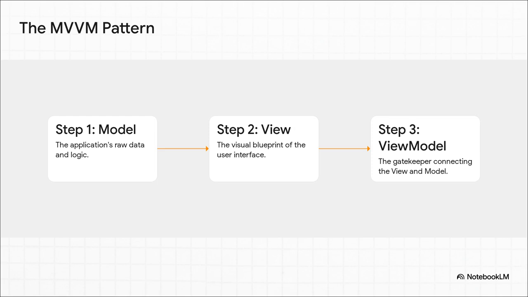It's all about separating jobs. You have the model, which is the data, the view, which is what the user sees, and the view model, which is the go-between. The view only ever talks to the view model, and the view model is the only thing that talks to the model. This separation is what keeps everything neat and tidy.